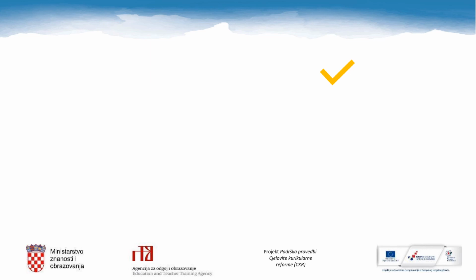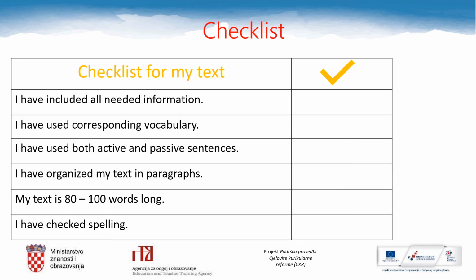And finally, here is the checklist for your assignment. Before completing the task, check out if you have done all these things. If you have included all needed information, if you have used corresponding vocabulary, if you have used both active and passive sentences, if you have organized your text into paragraphs. Your text should be between 80 and 100 words long, and of course don't forget to check your spelling.